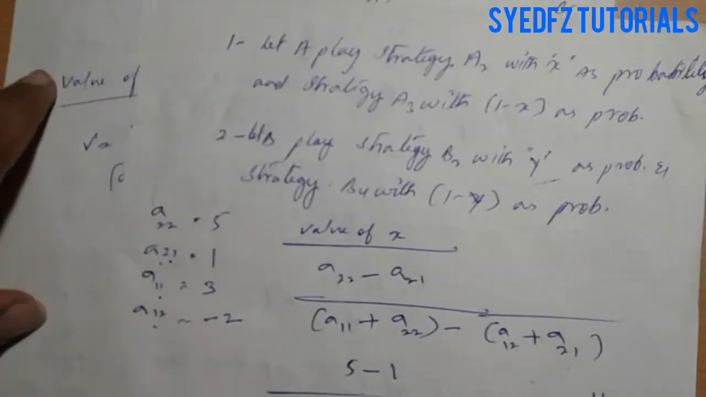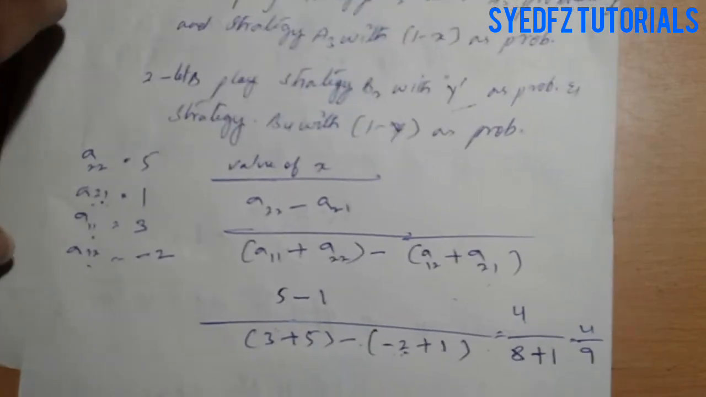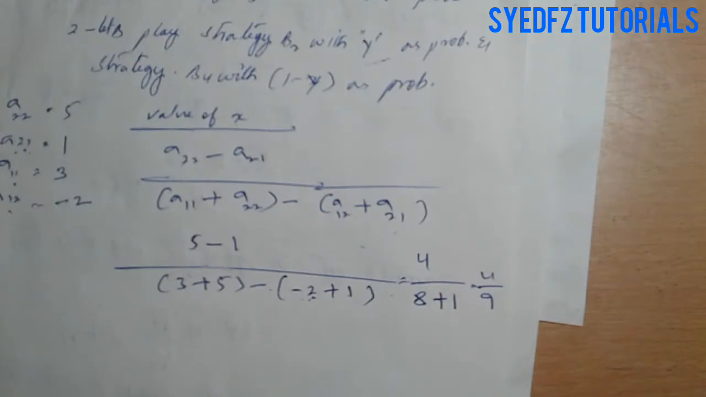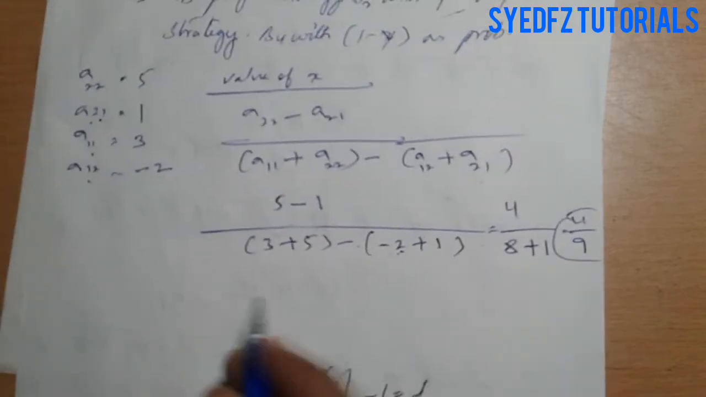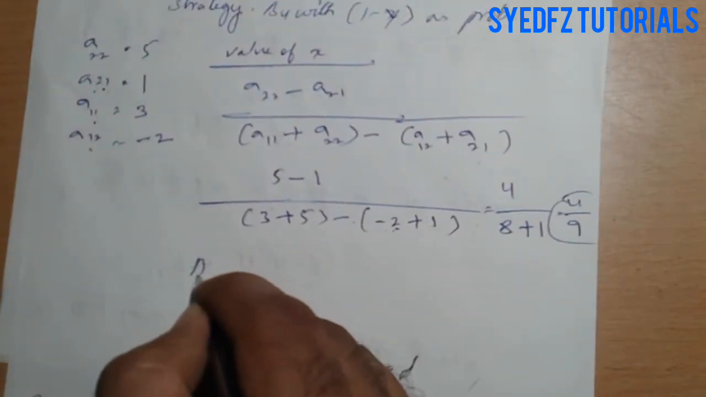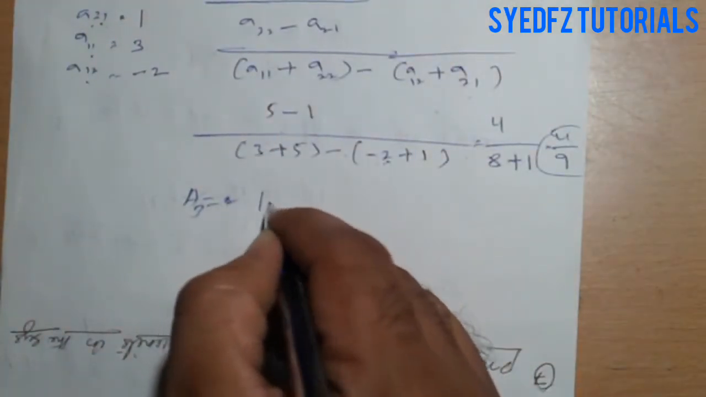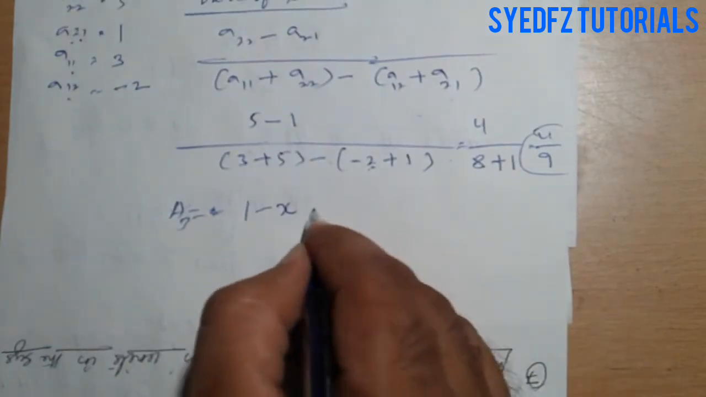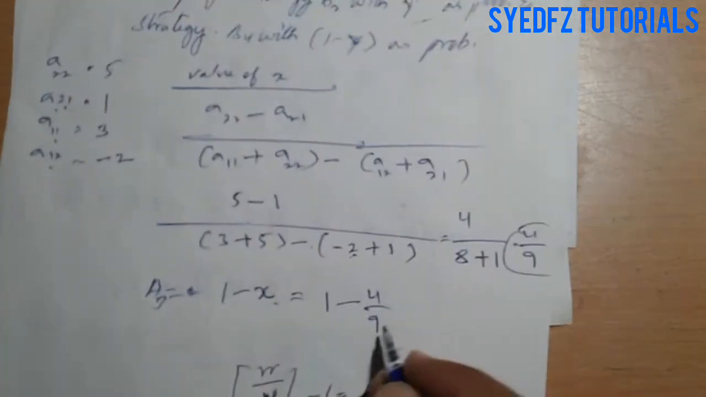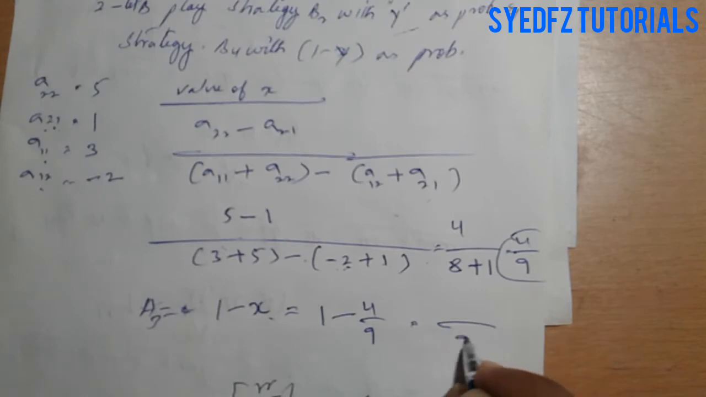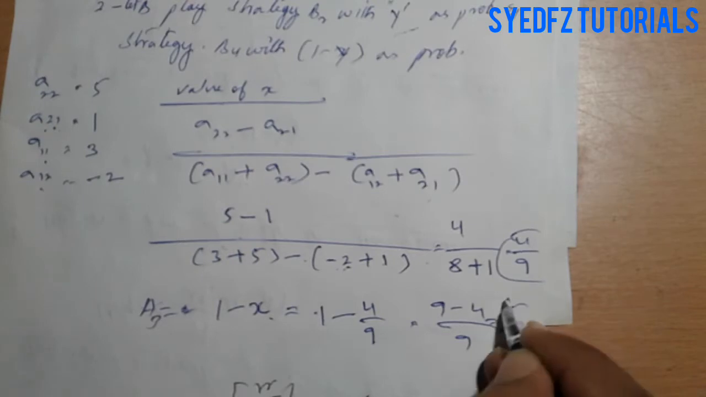Sorry, we have a little change here in the question. Right, it's 5 by 9, 4 by 9, correct. Okay, 4 by 9. Now for A3, what is it? 1 minus x is A3. So 1 we got, x how much we got? 4 divided by 9. So take the LCM. 9 ones are 9 minus 4 means 5 divided by 9 for A3.